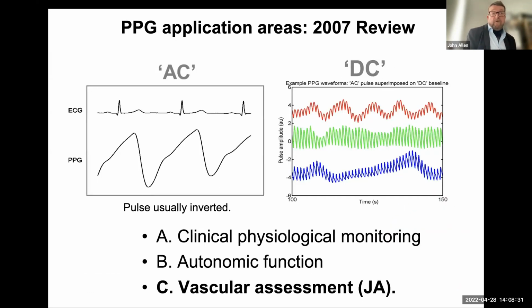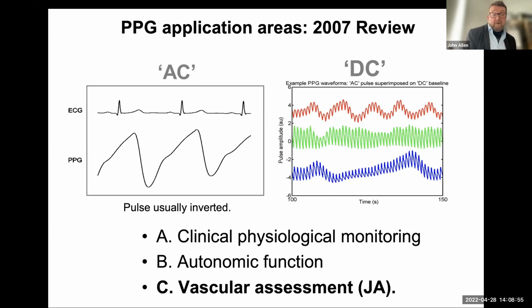The PPG review looked at the PPG signal, which has two components, the AC part and the DC part. The DC part is a low frequency change, which is site dependent across the body. The 2007 review noted three clusters of areas of interest, A, B, and C, as shown on the slide, in clinical monitoring, autonomic function, and vascular assessment.